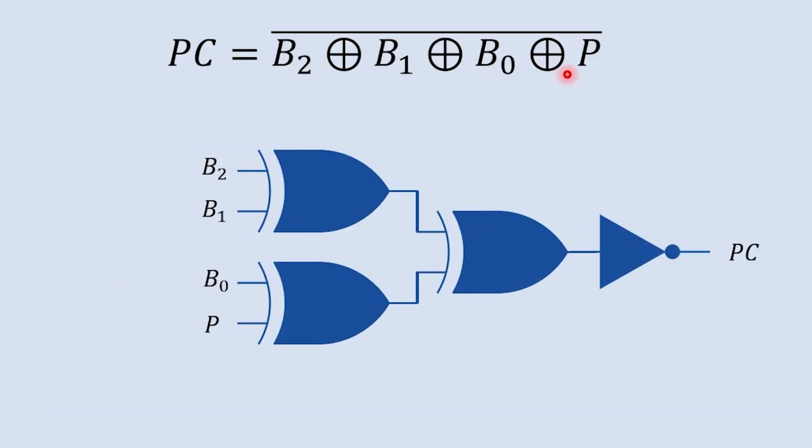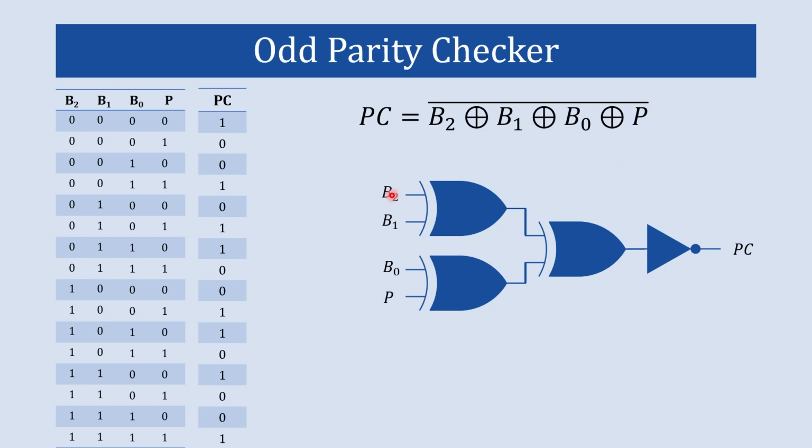First we'll do the XOR operation of B0 and P, so here it is. Then we'll do the XOR operation of B1 and B2, so here it is. And then the result of these two will be utilized to do another XOR operation, here it is. And then finally the result of all these XOR operations goes through the NOT operation, which is at the end. So this is the logical circuit for this boolean expression.